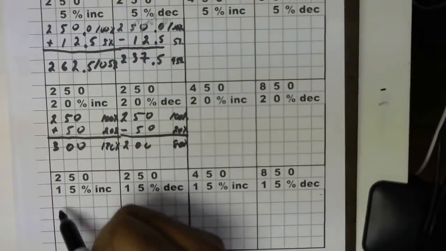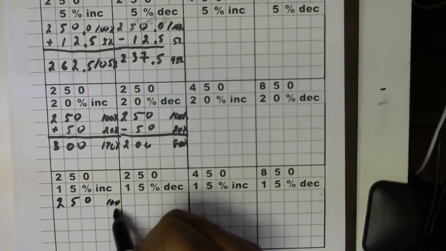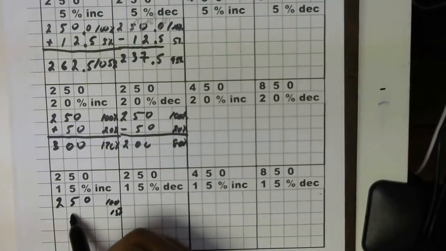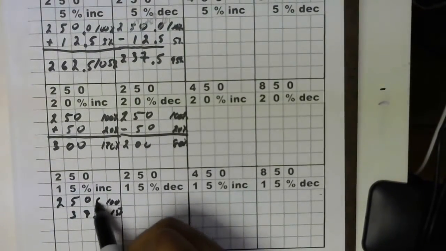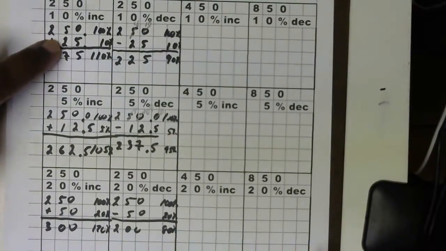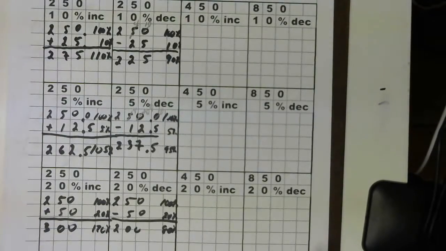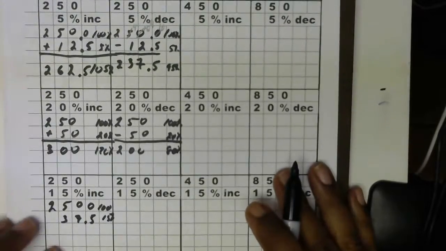Let's go down here and get the 15% answer by adding. The 15% answer will be 37.5, and that's what I get when I put together the 25 here and the 12.5 here. They both combine to make 37.5. So 37.5.